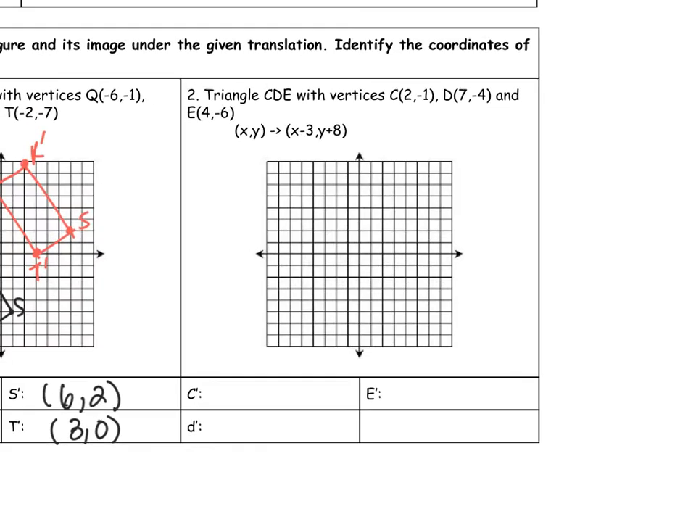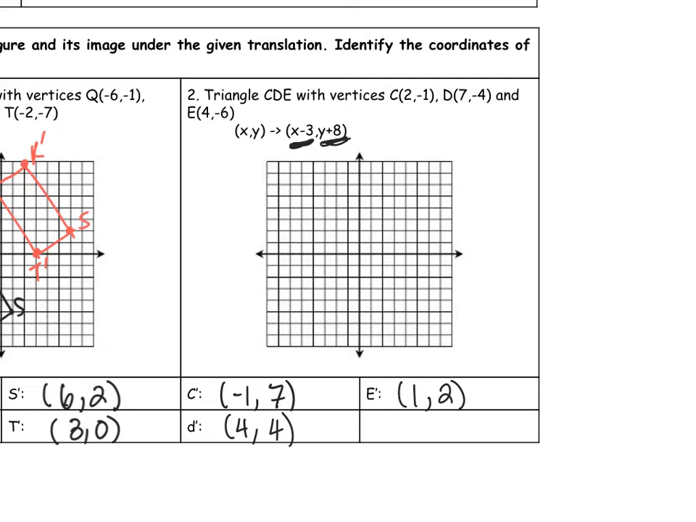So, to triangle CDE with vertices 2, -1, 7, -4, and 4, -6. And we're going to subtract 3 from x and add 8 to y. So 2 minus 3 is -1, 8 minus 1 is 7. 7 minus 3 is 4. And 8 minus 4 is 4. And 4 minus 3 is 1. -6 plus 8 is 2. Okay, so all I did was subtract 3 from each x and then add 8 to each y.